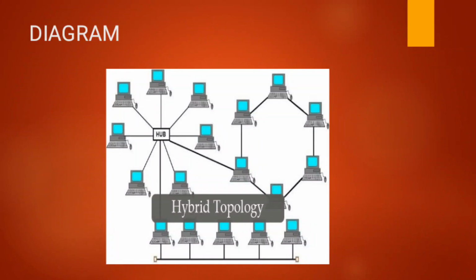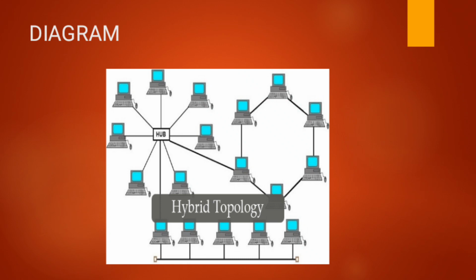For that case, we have the diagram of a hybrid topology here, where we have a hub and several devices connected. So we have a star topology connected to a ring topology, and from the ring topology we have a bus topology down there. One computer from the star topology is connected to the ring topology, and one computer in the ring topology is connected to a bus topology. One device in the bus topology is connected to a star topology, and it becomes complex because of the different topologies combined.